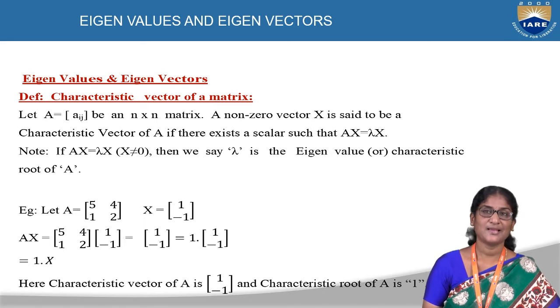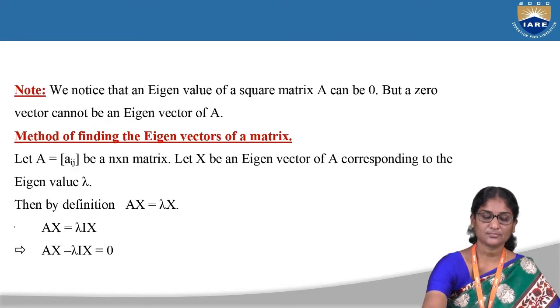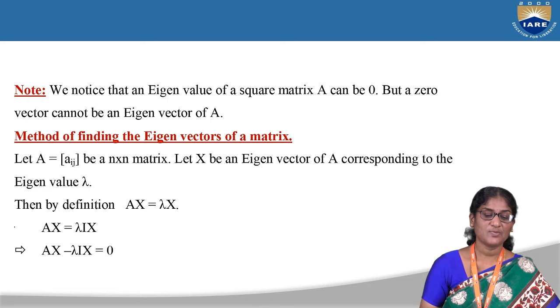For example, let A be a 2 into 2 matrix, 5, 4, 1, 2, and x is equal to 1, minus 1. Then A into x is equal to 5, 4, 1, 2 times 1, minus 1. Upon multiplying, we get 1 into x. Here, the characteristic vector of A is 1, minus 1 and the characteristic root of A is 1. We notice that an eigenvalue of a square matrix A can be 0, but a 0 vector cannot be an eigenvector of A. Now, we would like to go for the methods of finding out the eigenvectors of a matrix A.